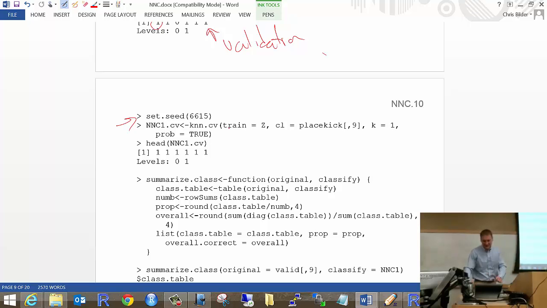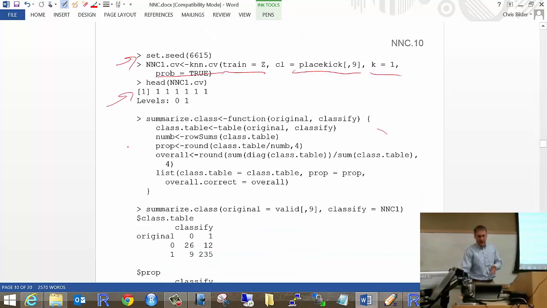Anyway, okay, so. Training data set is in Z. The classifications are, of course, in column 9 of the place kick data set. K equal 1, prob equal true. And here are the actual classifications. Now, in this particular case, since I am classifying the stuff that's in PlaceKick itself, I have 1,425, I think, ones and zeros in this vector nnc1.cv.